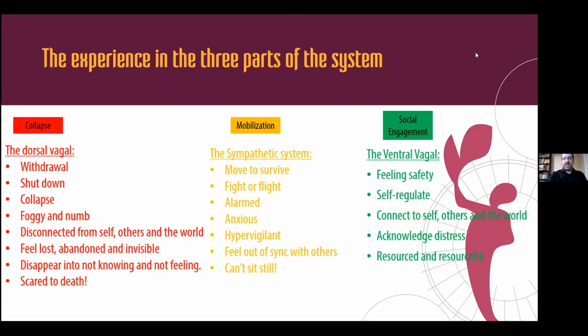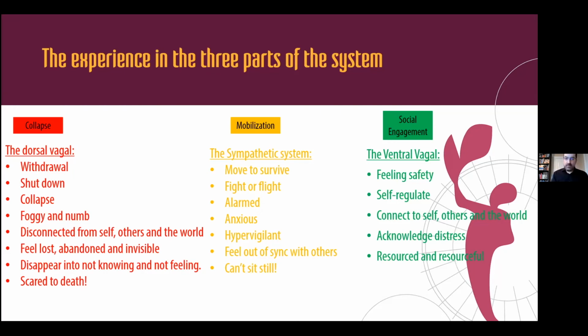Then the experience in the sympathetic system is, again, a mobilization system. So in that system, our experience is that we have to move. We have to either fight or run away. We feel alarmed. We feel hypervigilant. We feel maybe anxious. We feel out of sync. It's hard to talk to us because we're constantly searching for danger. It's like we can't sit still. We need to remember that in that state, we're constantly trying to do something, resolve something. We need to do something that is mobilizing.